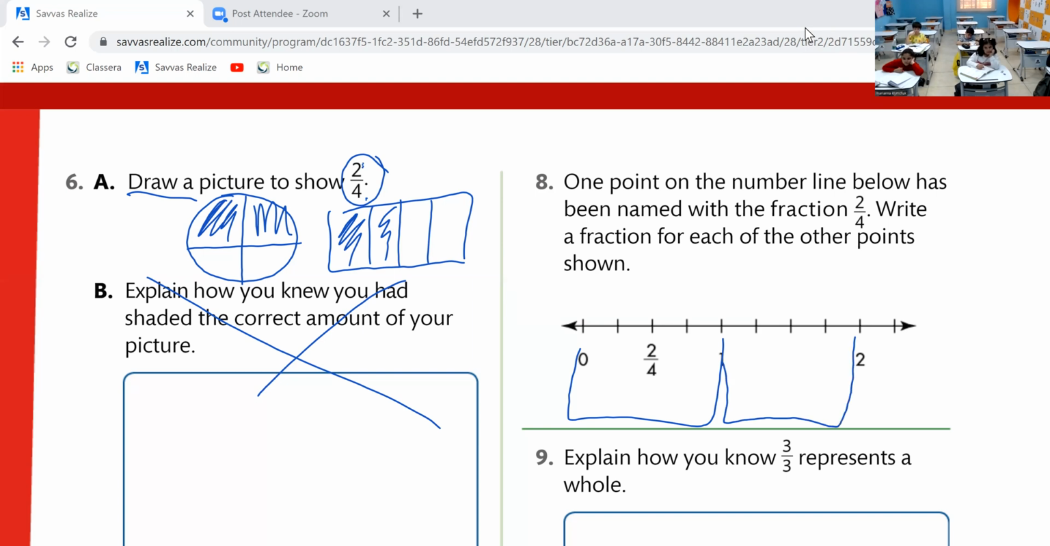So the whole is divided into how many parts? The whole is divided into 4 parts. That means all the fractions should be out of 4. Here you just write the first one: 1 out of 4. Okay, next, 2 out of 4. Just go one by one. 3 out of 4. Next, 4 out of 4.